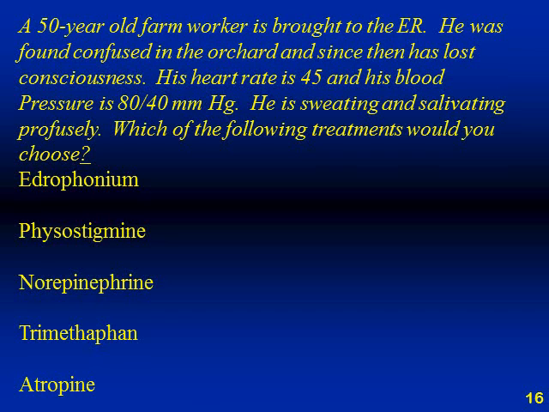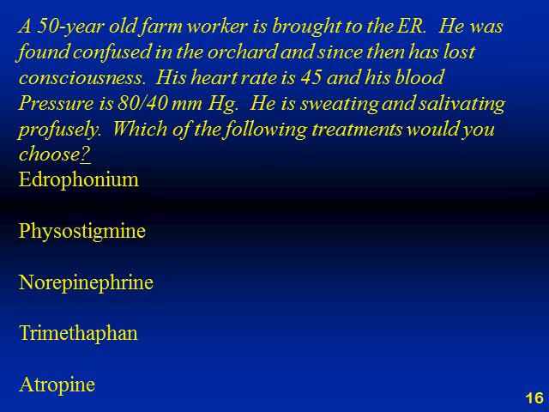And so now we've gotten up to a potential scenario where a 50-year-old farm worker is brought to the emergency room. He was found confused in the orchard and since then has lost consciousness. His heart rate is 45. His blood pressure is 80 over 40 millimeters of mercury. He is sweating and salivating profusely. Which of the following treatments would you choose?